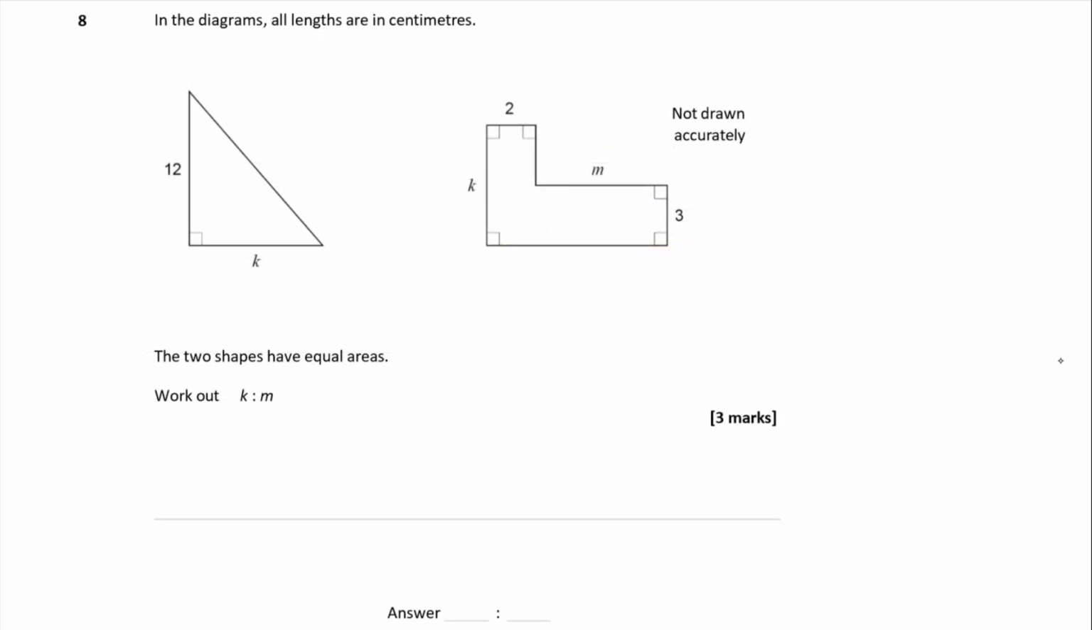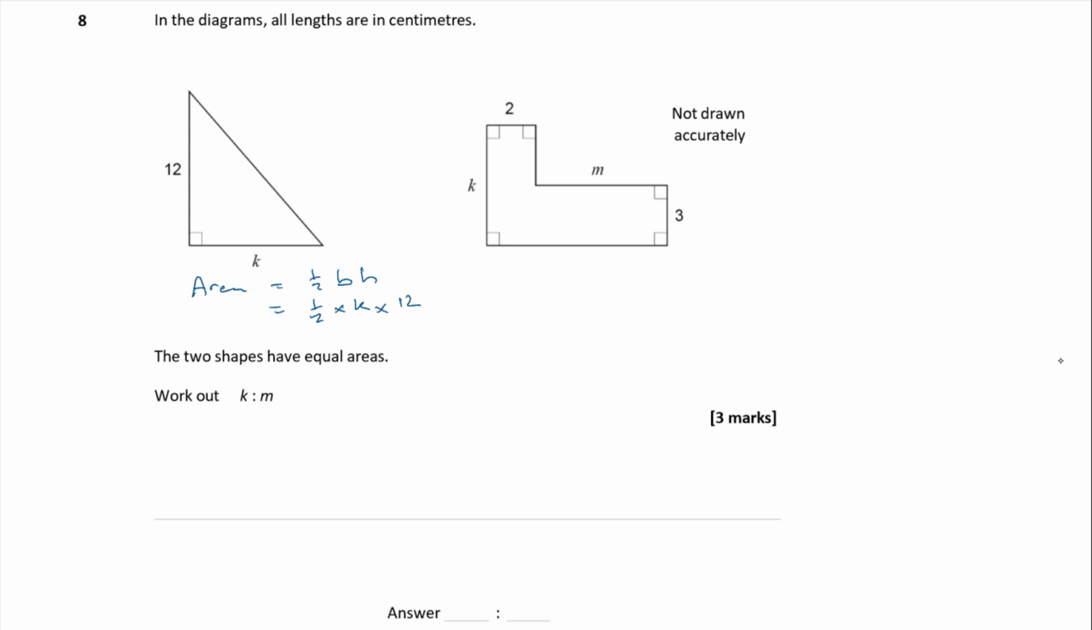Question 8. In the diagram, all the lengths are in centimetres. And we're told the two shapes have equal areas. Work out the ratio of k to m. Okay. So we've got a triangle which has got height of 12 and base of k. So its area is going to be half base times height, isn't it? So that's going to be a half of k times 12.